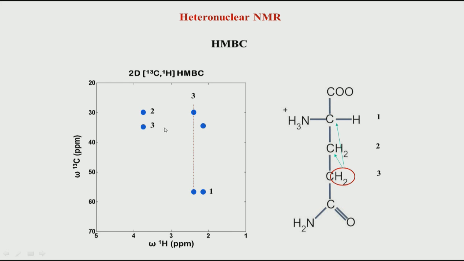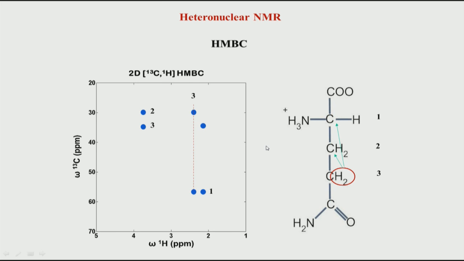But with this interaction, we can see it starts giving us longer range information. It is telling us that this proton is not only attached to this carbon, which we get from HSQC, but it also tells us which other carbons are close, that is, 2 or 3 bonds away from this proton. So, in a way, it is helping us to get connectivity information.